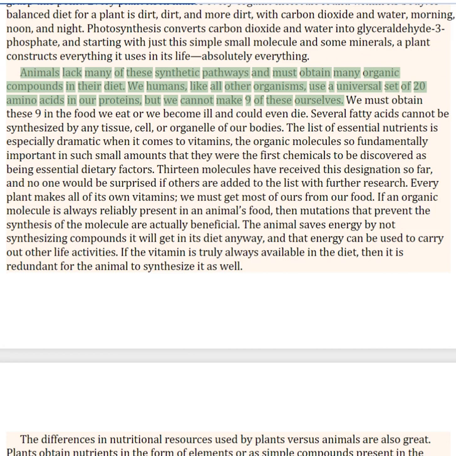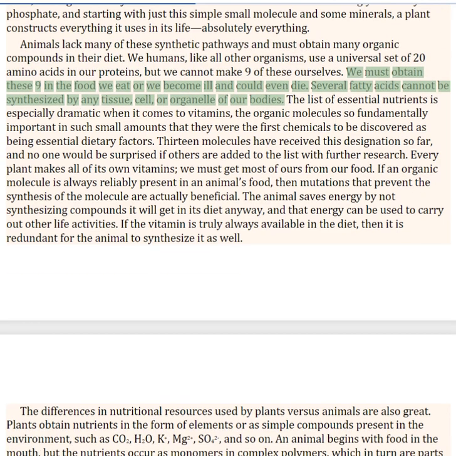We humans, like all other organisms, use a universal set of 20 amino acids in our proteins, but we cannot make 9 of these ourselves. We must obtain these 9 in the food we eat or we become ill and could even die. Several fatty acids cannot be synthesized by any tissue, cell, or organelle of our bodies.